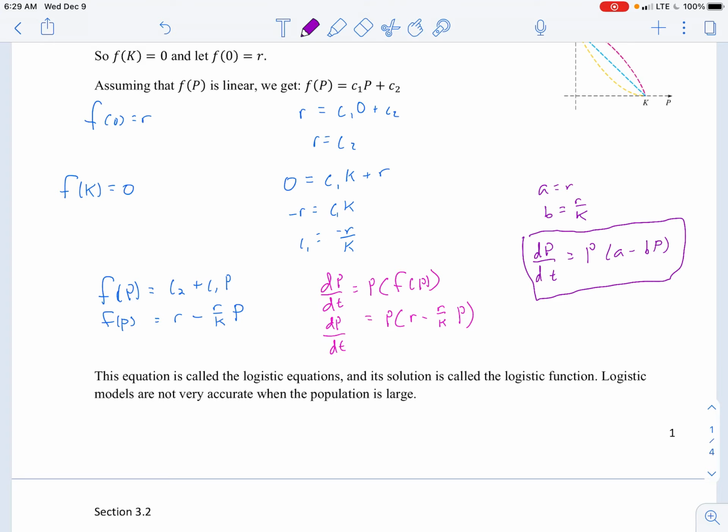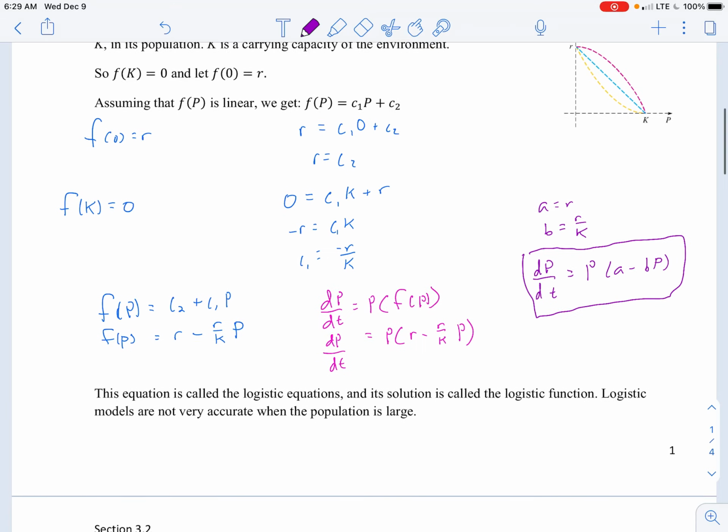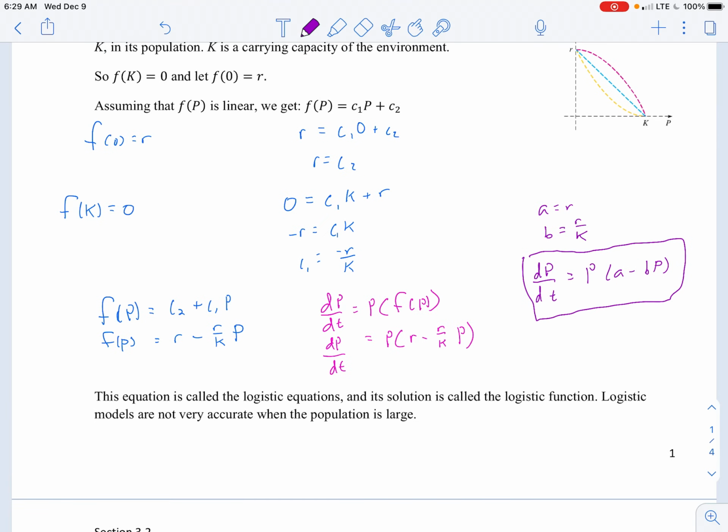So the logistic equation, its solution is called the logistic function. The logistic models are not very accurate when the population is large. So what we're going to do is find the logistic function, and this is a good model, except, again, when the population is relatively large. And so what we're going to do next section is actually solve this differential equation.